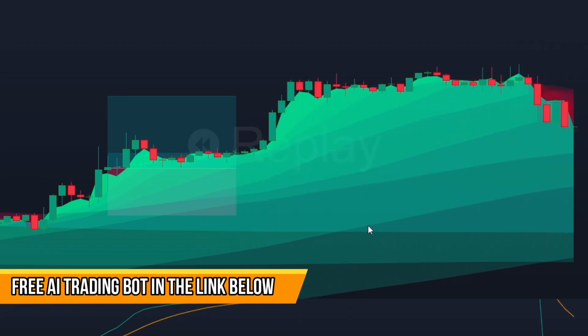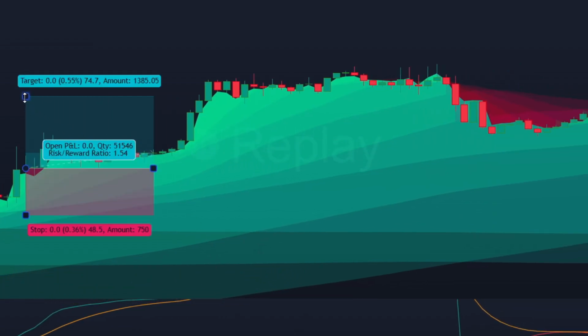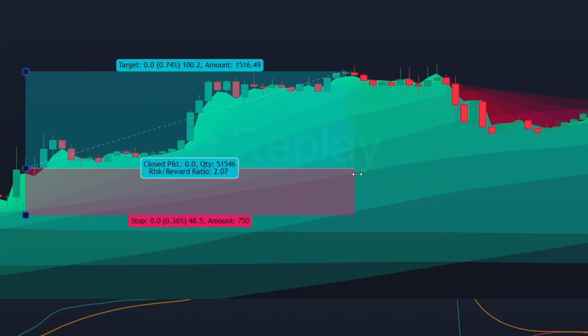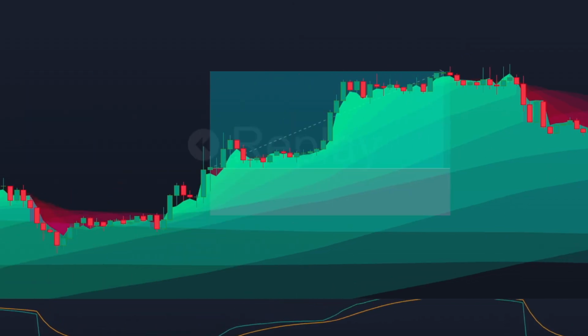Not every signal is going to work. This is a trend-following strategy. If the market is reversing or ranging, you'll still get false signals. That's normal. The goal isn't to win every trade, it's to win big when the trend is real and keep losses small when it's not.